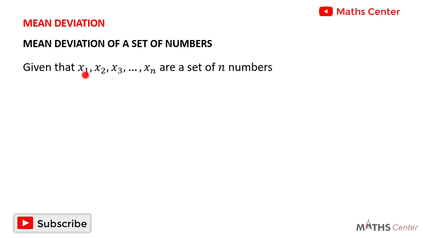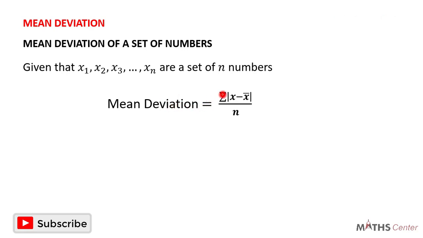Given that x1, x2, and x3 up to xn are a set of n numbers, the mean deviation is given by the formula the sum of, or sigma, the absolute value of x minus the mean of x divided by n, where n is the number of numbers in the set. The mean is equal to the sum of all the x values divided by n.